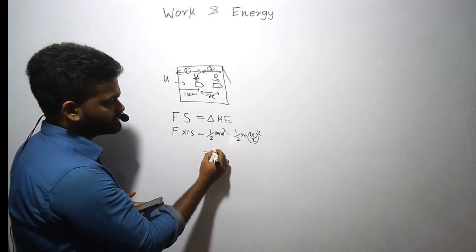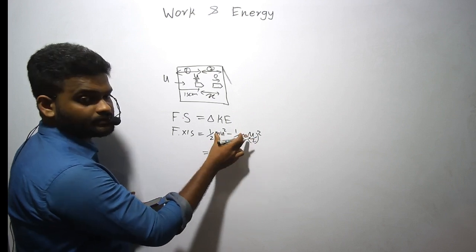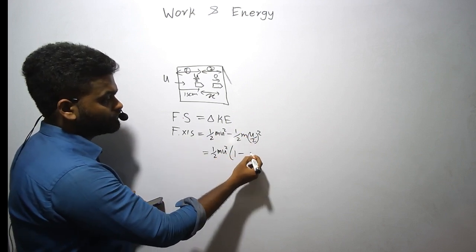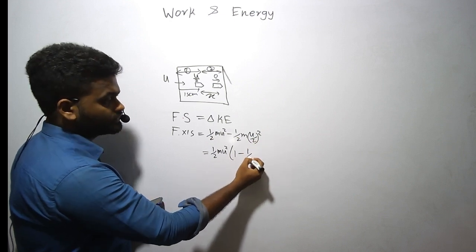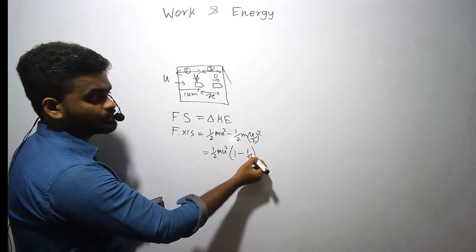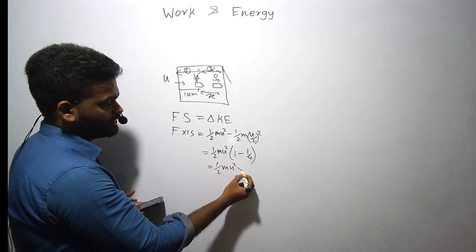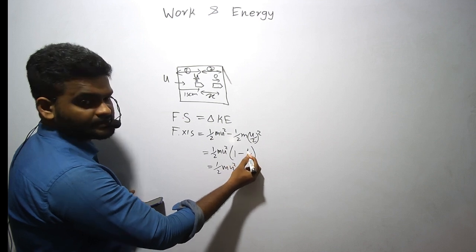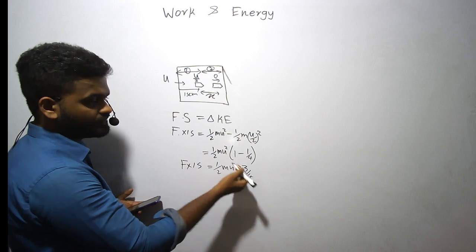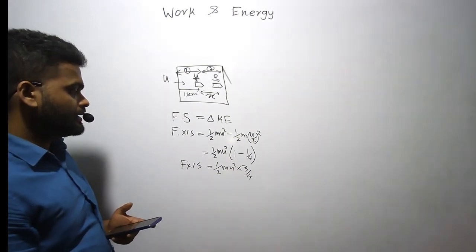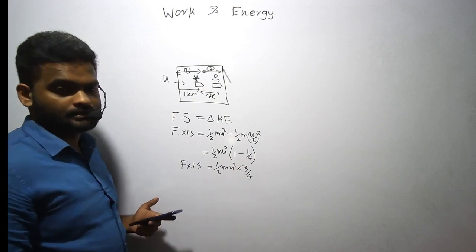I'll just simplify this further. Take half mu squared from both. You get 1 minus, here it is 1 over 2 squared, right? 1 over 2 squared means 1/4. So 4 minus 1, 3 over 4. So F times 15 equals this one. This is the change of kinetic energy. That's why I had to do the calculation, right?